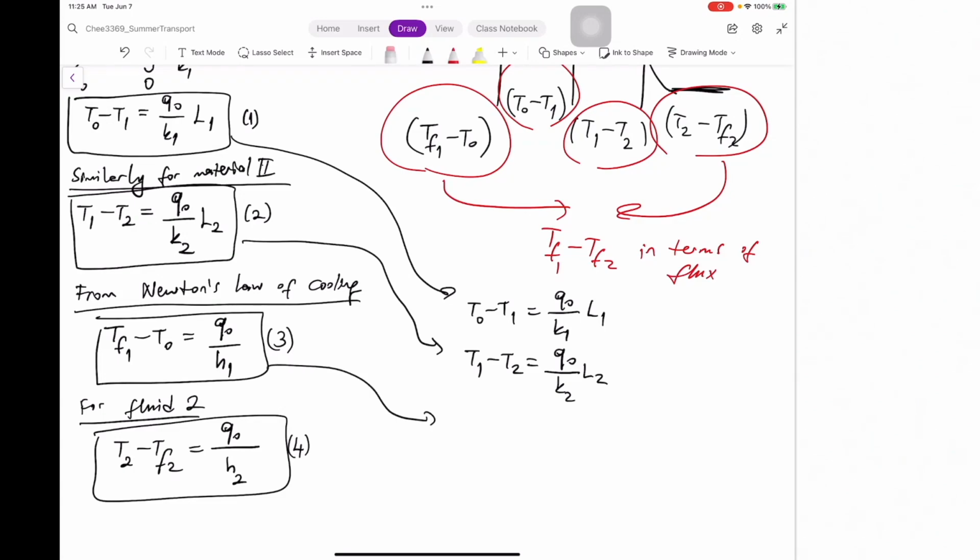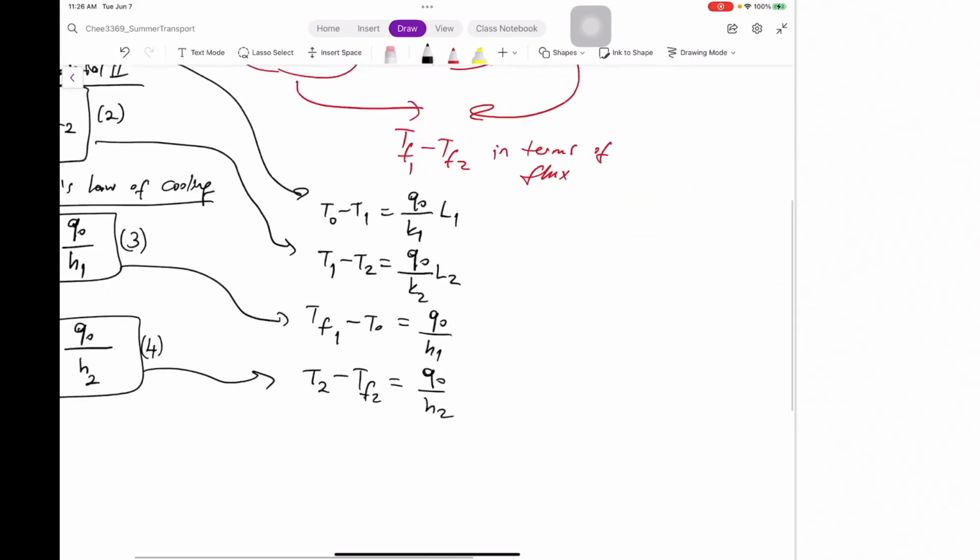TF1 minus T0 is equal to Q0 over H1, T2 minus TF2 equal to Q0 over H2. Now, here is the thing. I can simplify this equation if I actually add them up and if I have the correct rearrangements, okay? So make sure you have the correct rearrangements, and when you have it, it's gonna be simplified as follows.